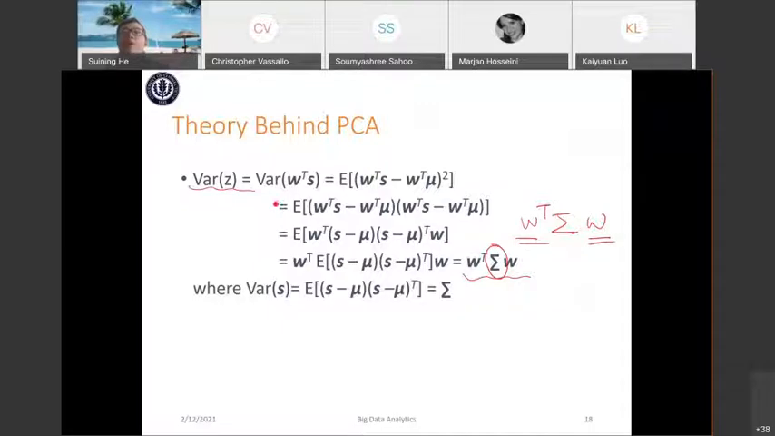So we can follow these equations and prove that the variance of the projection equals this product here. And we also know that the covariance of the original data set is the covariance matrix here. So you can practice this part after the lectures.